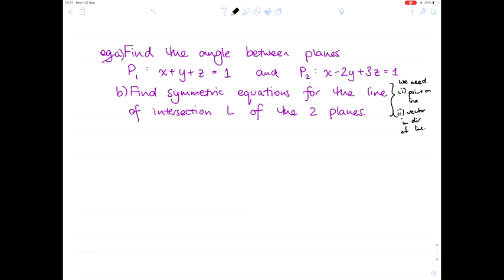So now we need to find a point on our line L. One thing that we could do is find the point where the line intersects the xy plane by setting z equals 0 in the equation of both planes. So let's have a look at what this gives us.